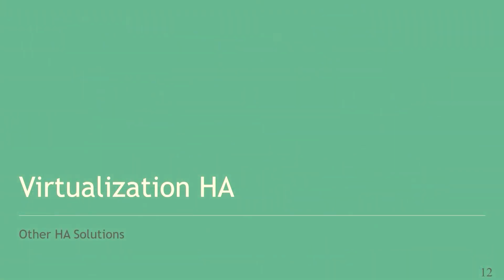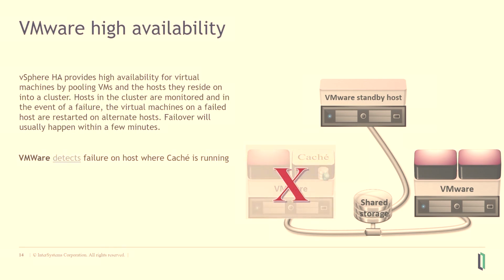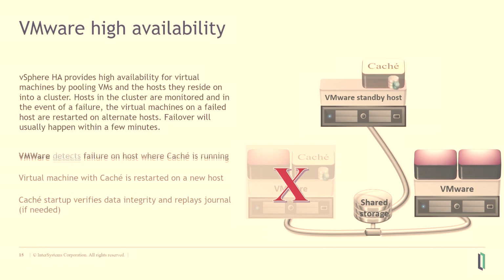So the next thing is virtualization, and how does VMware do it? It's fairly straightforward. Once you have VMware, you have Caché running somewhere. Something happened to that host or to that specific VM instance. What VMware does is just restart that machine on a standby host.